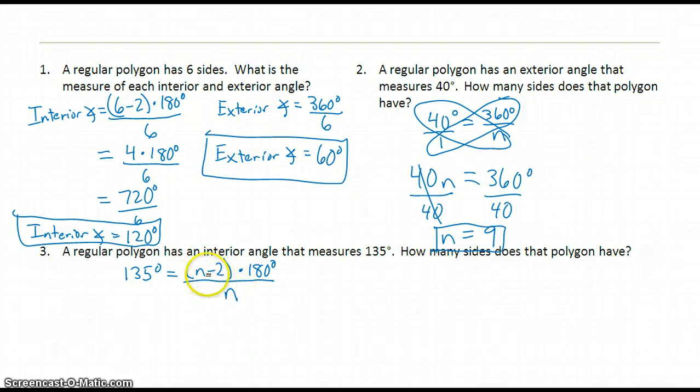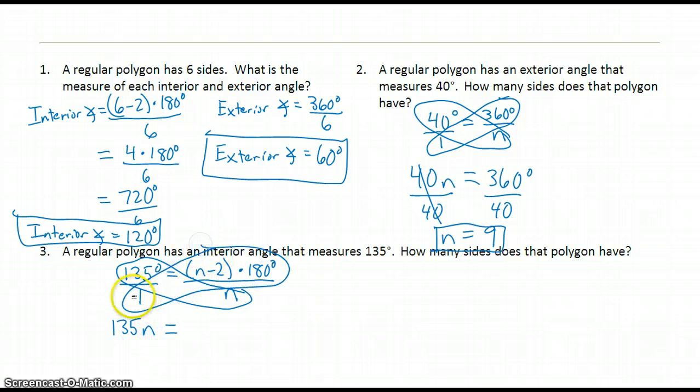Again, I need to solve for n and my variable's in the denominator. When my variable's in the denominator, I need to cross multiply. So I'm going to turn 135 degrees into a fraction, drop my equal sign straight down, and cross multiply. 135n equals 1 times n minus 2 times 180.